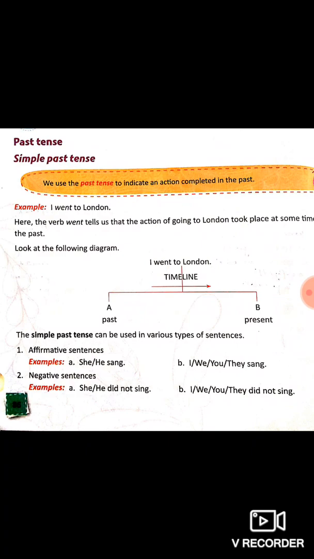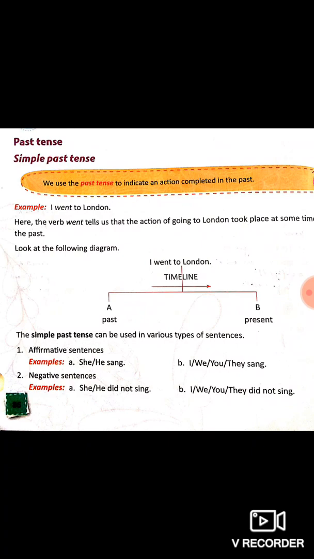We will continue with chapter number 10, verb tenses. In our previous class, we have already learnt about the simple present form of tense as well as the present continuous form of tense. Today we will learn about simple past tense and past continuous form.